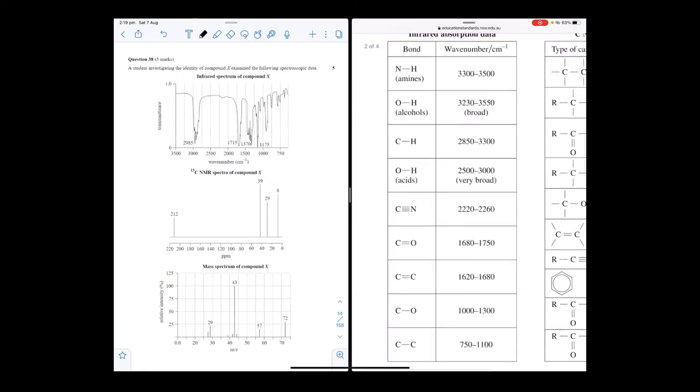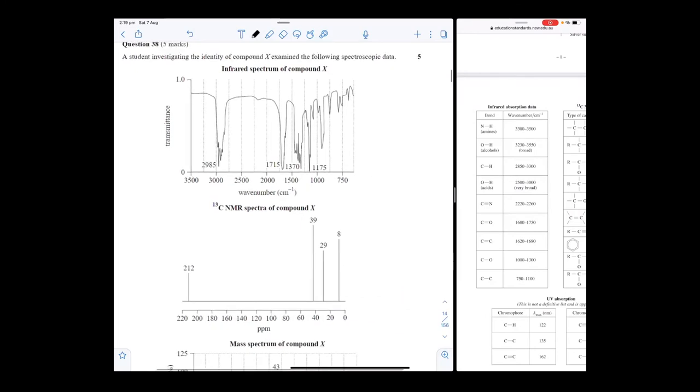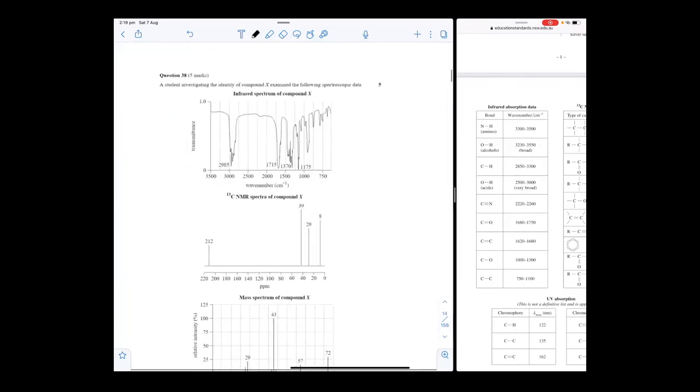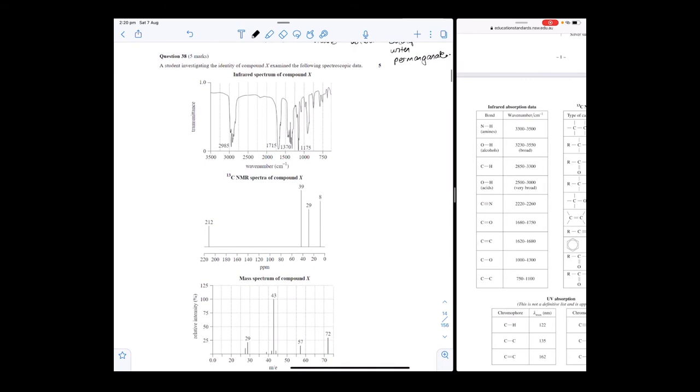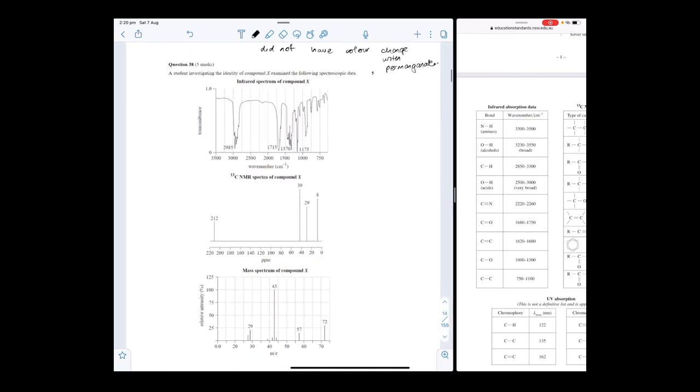Wow. All right. So the other important point here, I'm going to remove this. Actually, I'll keep this there. And we will say the compound did not have a color change with potassium permanganate. So, everyone, you'll have 2 minutes to do this question here. You open up the question. It's page 14 of your trial booklet.